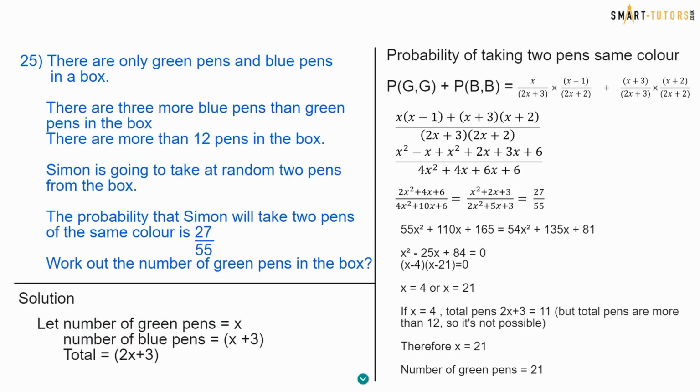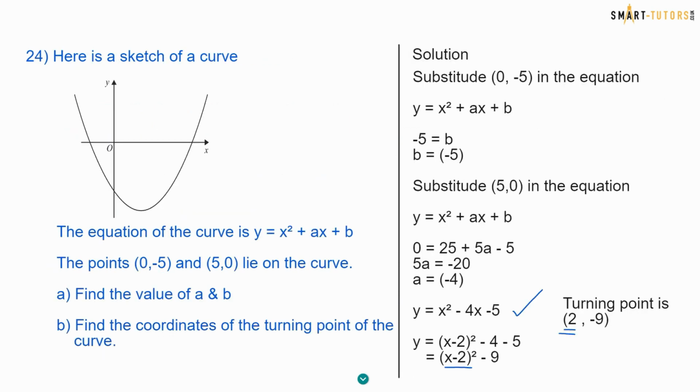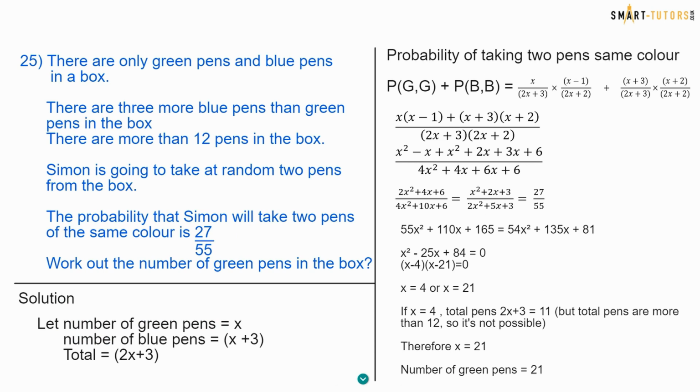Question number 25. This is again another probability question. It's again an A star level 9 question. You can pause it and read the blue color question and do it. If not, have a look at the working here.